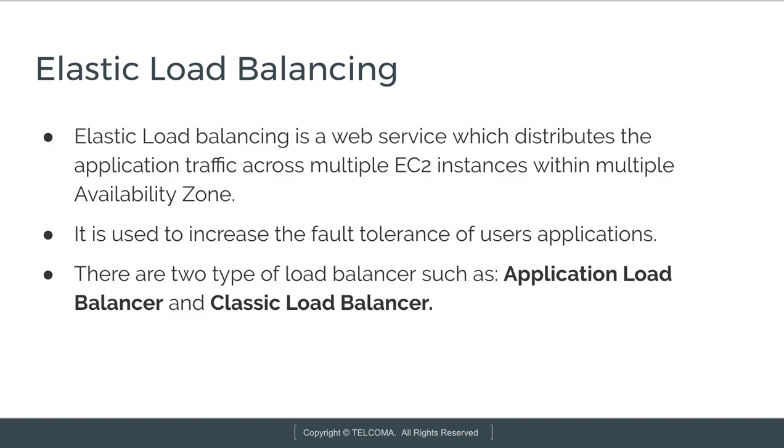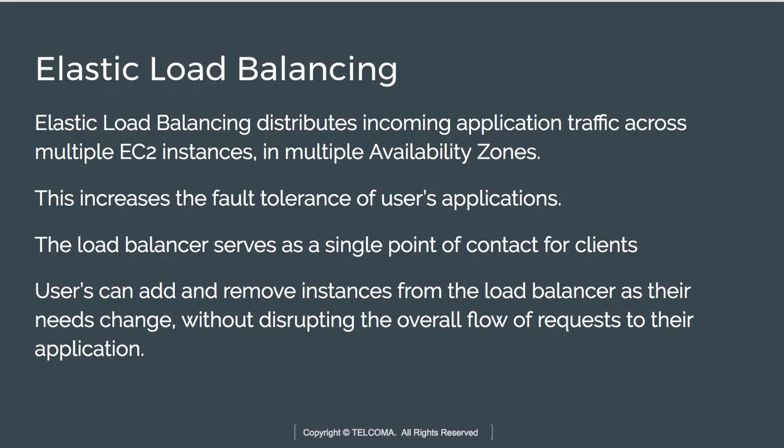The elastic load balancing service allows you to distribute traffic across one or more availability zones, and you can have high availability in your applications. As we have written, it is used to increase the fault tolerance of the user application. It supports routing and load balancing of HTTP, HTTPS, TCP, and SSL, which is Secure Sockets Layer, to Amazon EC2 traffic. There are two types of load balancers: the application load balancer and the classic load balancer.